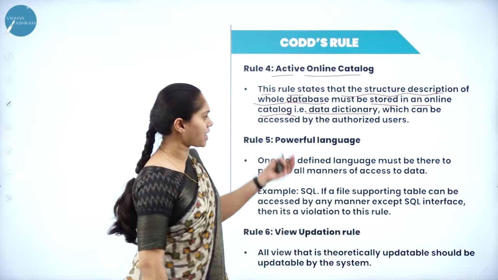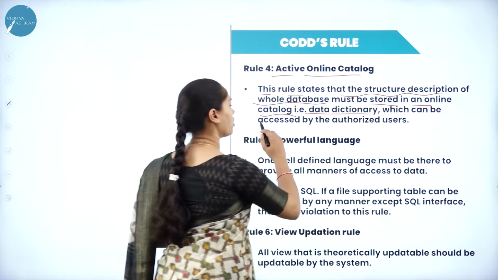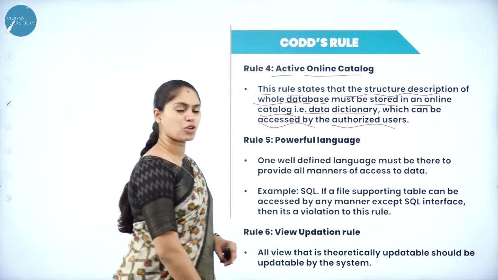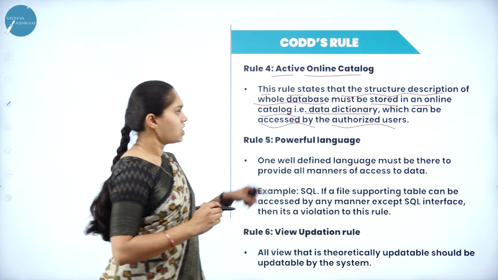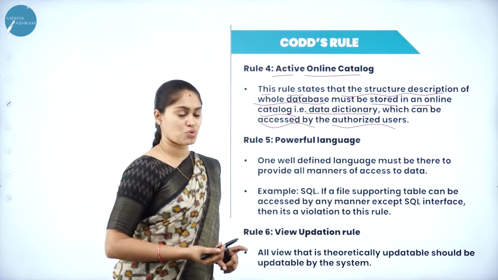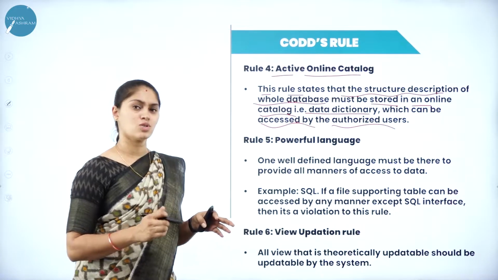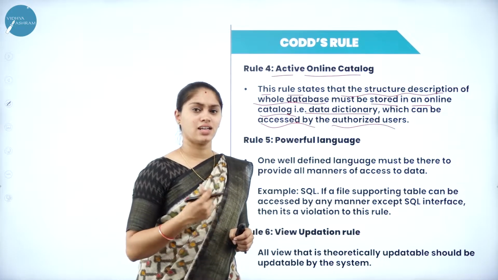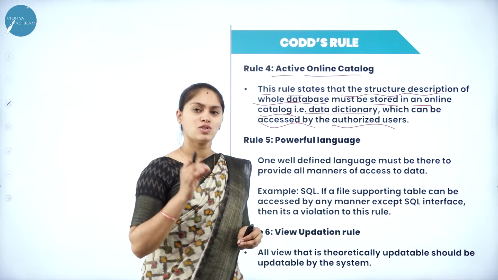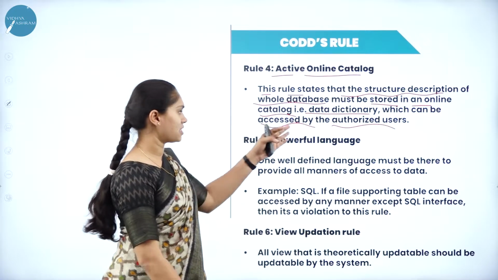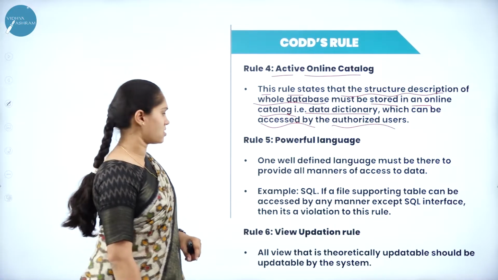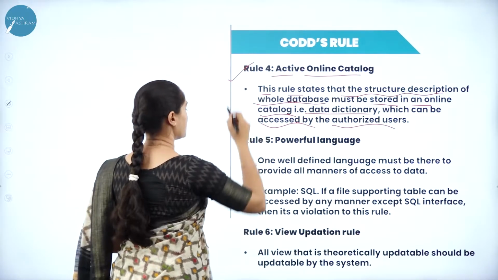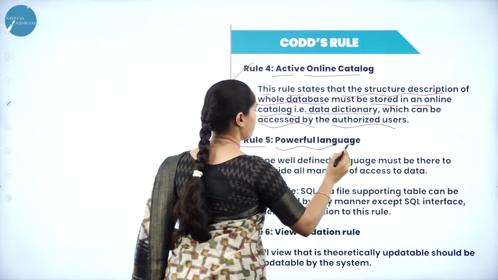This can be accessed only by authorized users. Only authorized users will get to know the complete structured description of the whole database. If it is accessible by everybody, then there will be no security, and that breaches the security, so it should be accessible only with the help of authorized users. That is related to rule 4. We'll see rule 5 now, that is powerful language.